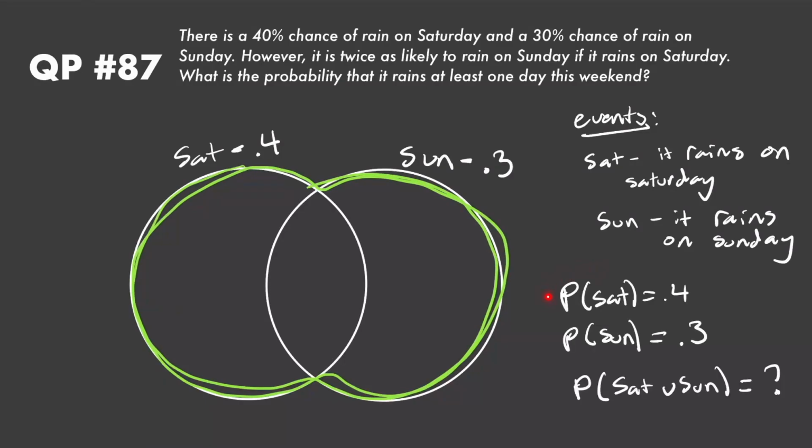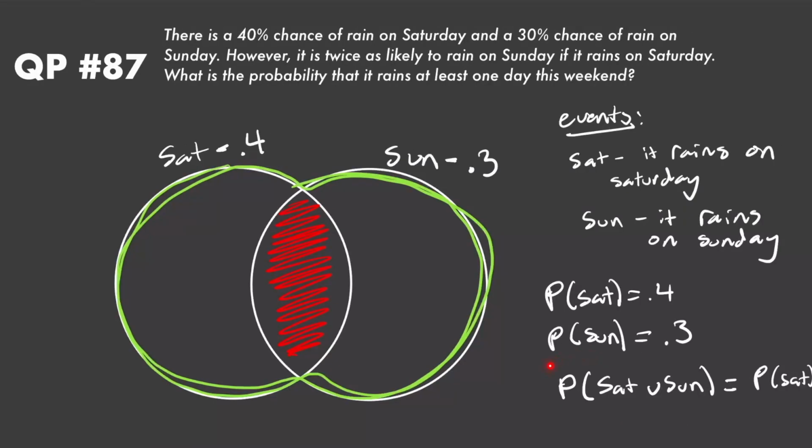So just one more time to write it out more formally, we know the probability of rain on Saturday is 40%, the probability of rain on Sunday is 30%, and we're asked the probability that it rains on either day, so the union of these sets. That's what we're trying to find. And the only thing prohibiting us from solving this is that we don't know the overlap, right? We don't know the probability that it rains on both days, so we can't effectively calculate this yet.